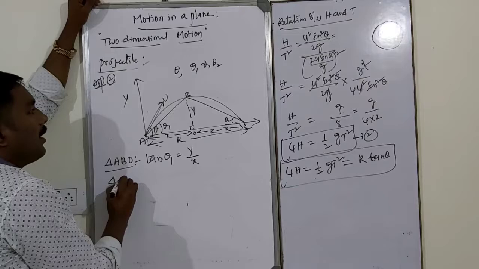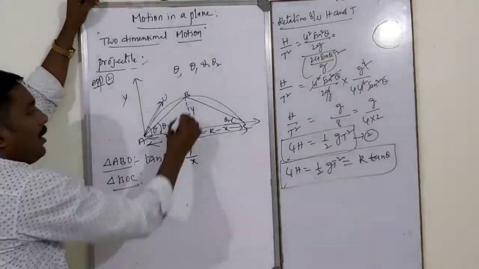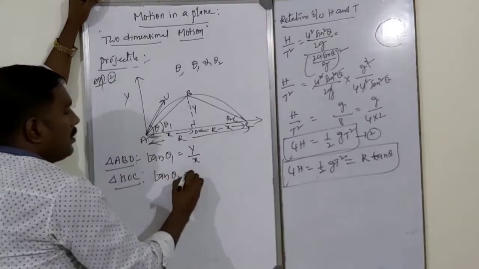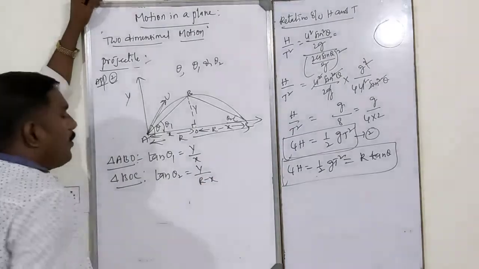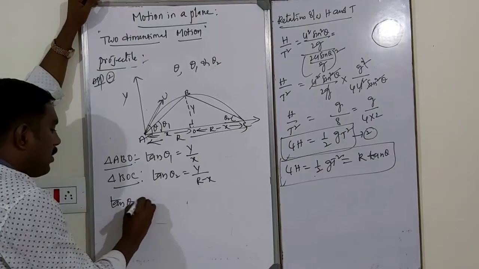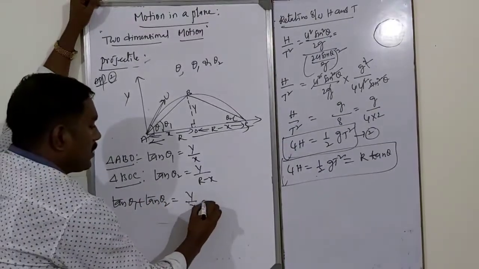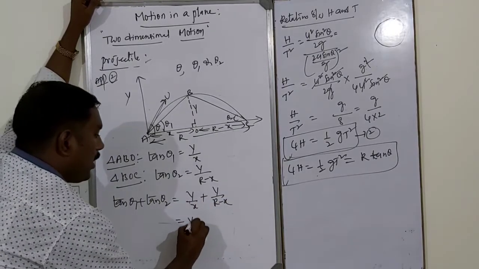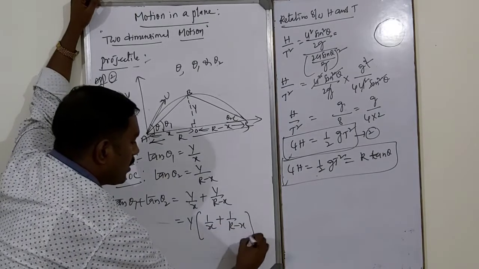Similarly, triangle BOC: tan theta 2 is equal to what? Theta 2, y divided by r minus x. Okay, then tan theta 1 plus tan theta 2 is equal to what? y by x plus y by r minus x. So y common, 1 by x plus 1 by r minus x.